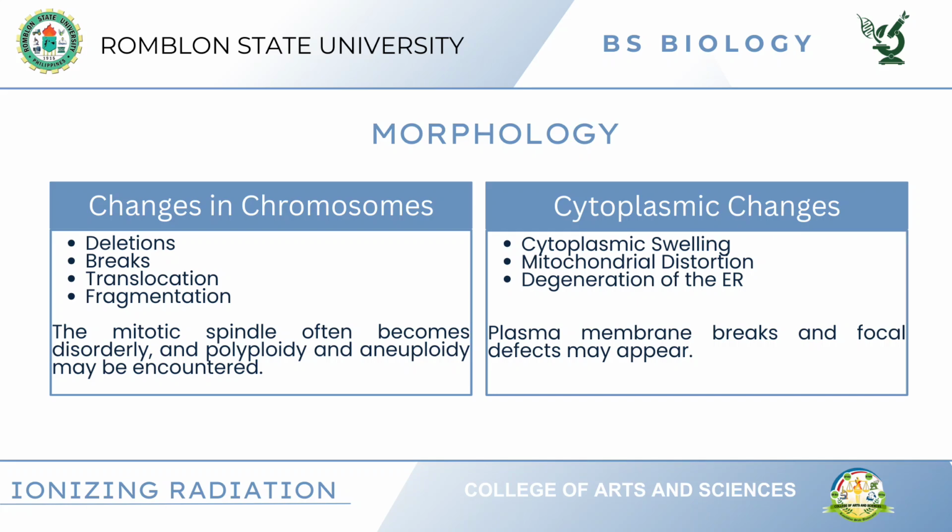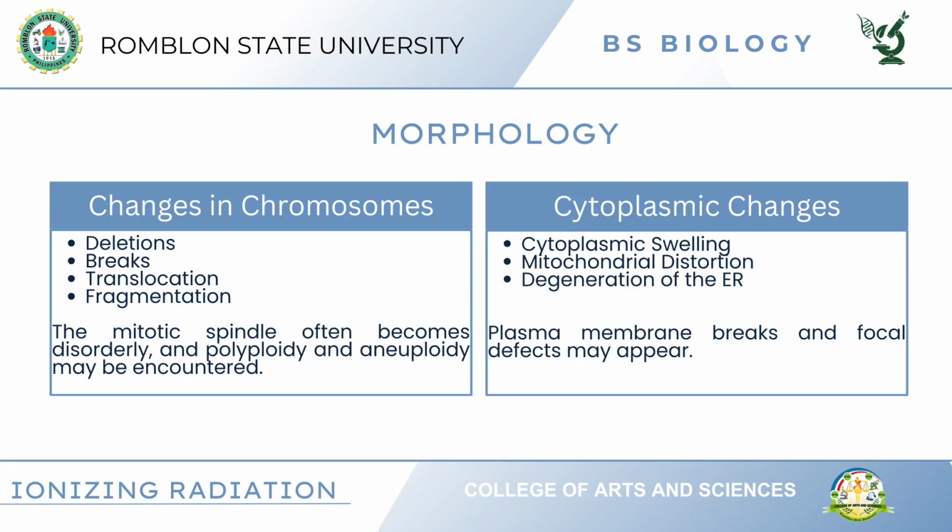So, for changes in chromosomes, yung radiant energy, it can damage or it can show a wide range ng structural changes sa chromosomes including deletions, breaks, translocation, and fragmentation. And of course, yung mitotic spindle, it will become disorderly in which polyploidy and aneuploidy can be encountered.